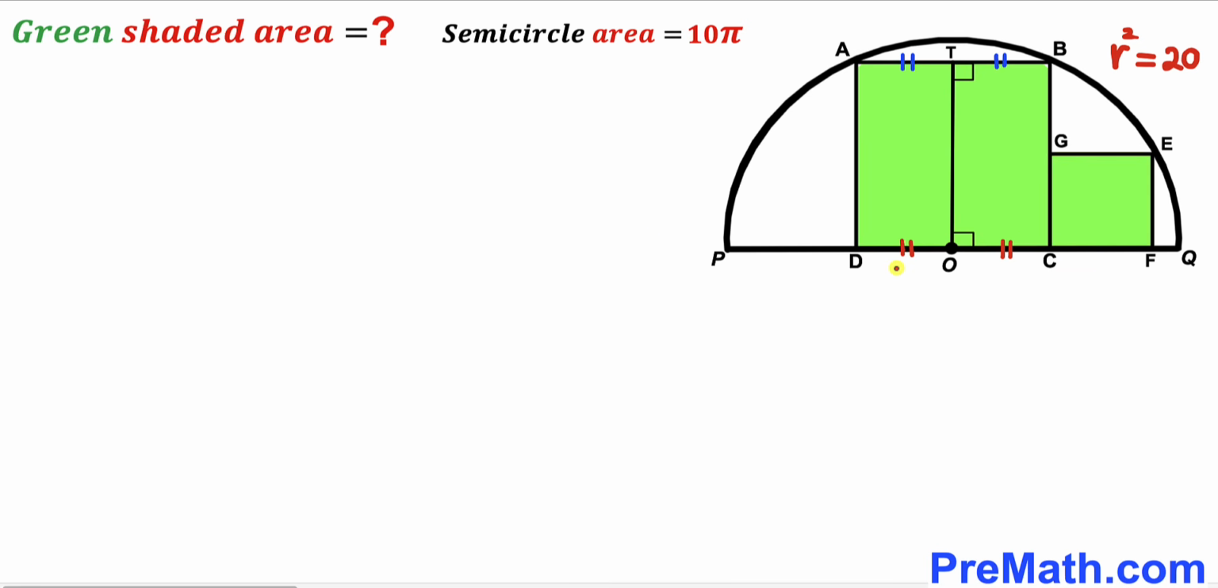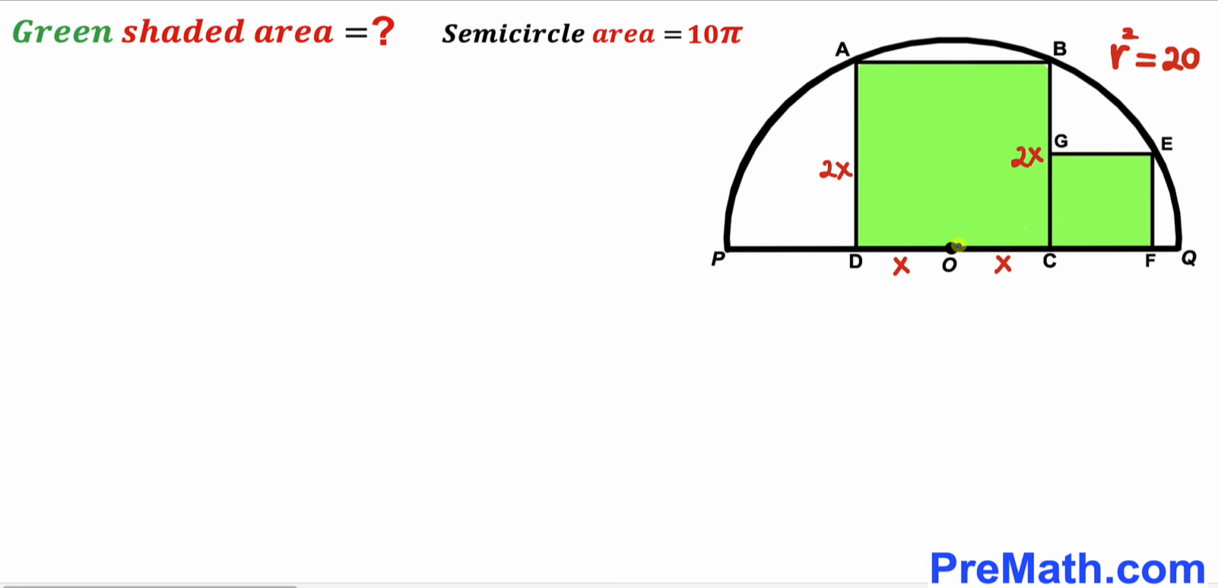If I label this segment OD as x, then this segment has got to be x as well. And this is going to be x, and likewise this is going to be x as well. So the whole side length of this larger square is x plus x, which gives us 2 times x. So this side length of this large square is 2 times x, and likewise this side length is 2 times x as well.